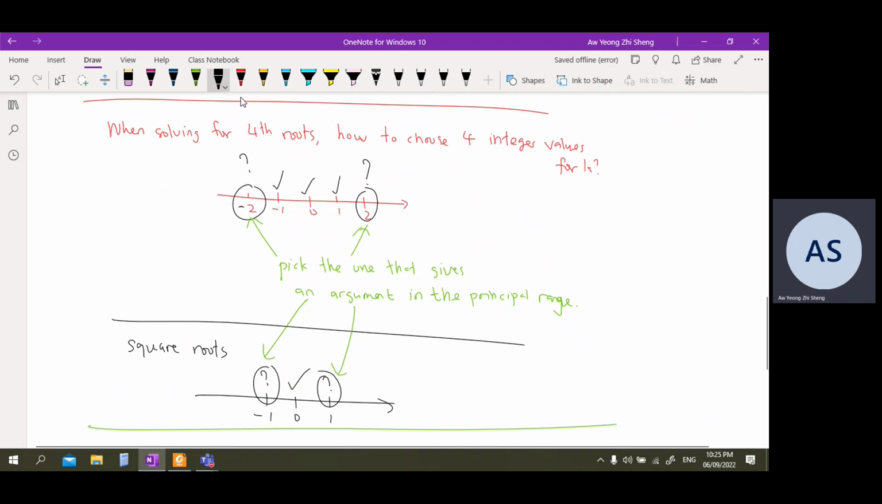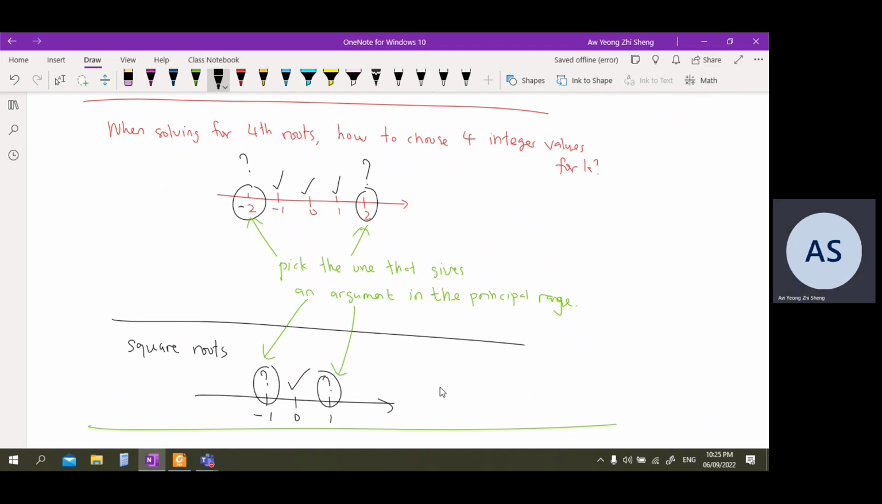Okay. And when there is an even number of integers that you should choose, you will have a dilemma situation where you are not sure which one to pick as your last integer to be included. For example, when solving for fourth roots, there's no doubt that -1, 0, and 1 must be picked. But between -2 and 2, we have a dilemma. And the way to decide is we will pick the one that gives an argument in the principal range. It's the same for square roots. When you have a dilemma between -1 and 1, you follow the same guideline to decide.